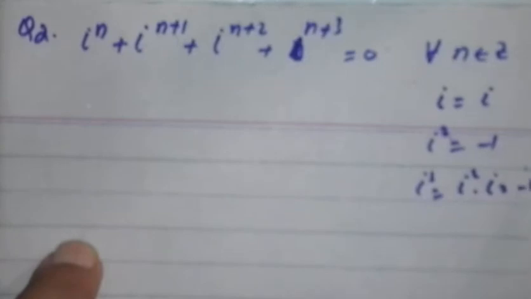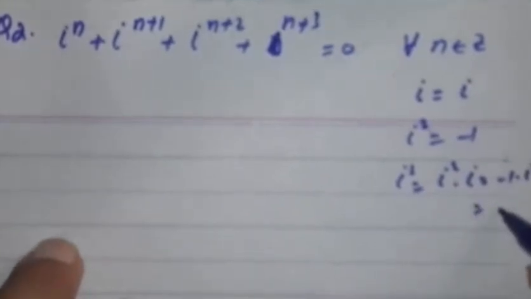Iota cube can be written as iota square into iota, which equals minus 1 into iota, which equals minus iota. Now iota power 4 can be written as iota square whole square, which is equal to minus 1 whole square, which equals 1. Now iota power 5 can be written as iota square whole square into iota. So iota square value is minus 1, whole square, into iota. So minus 1 whole square equals 1, giving iota.